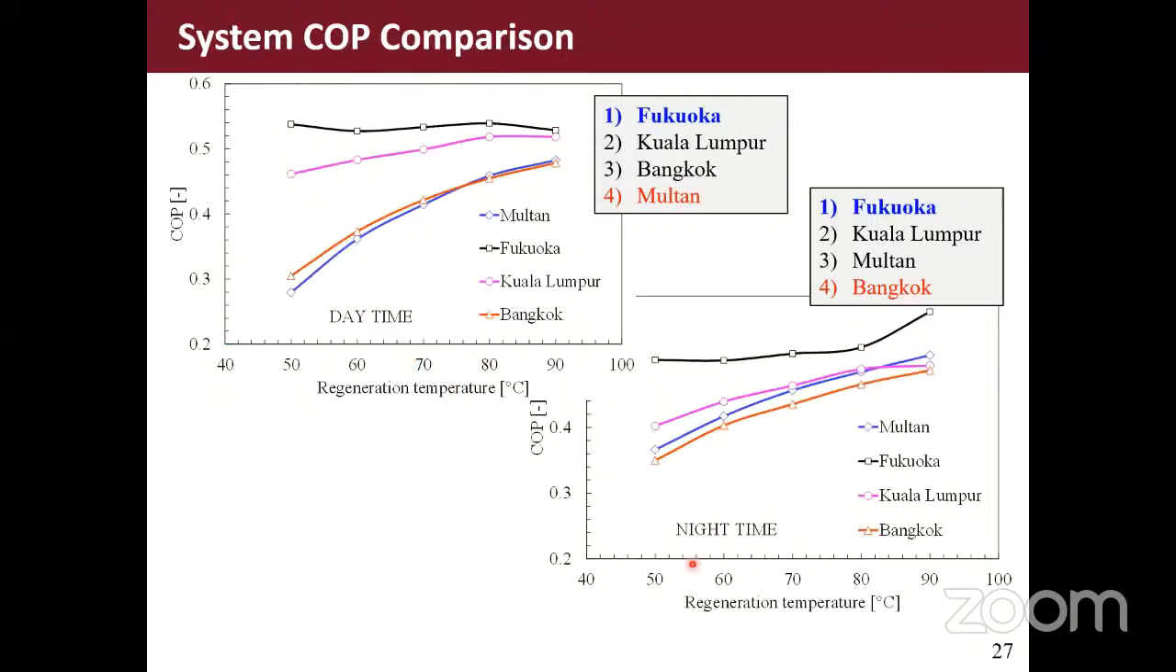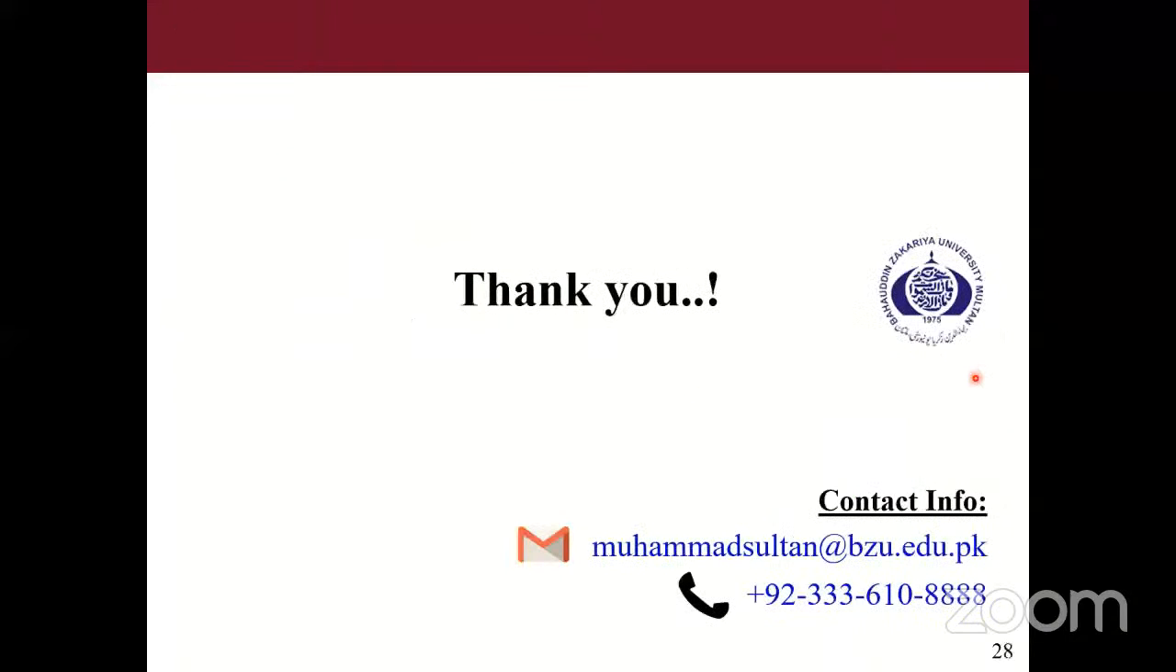There are two figures: one for daytime and another for nighttime. You can see that different kinds of performance are achieved. In the daytime, the highest COP was obtained by Fukuoka, followed by Kuala Lumpur, and the worst situation was in Multan. In the nighttime, the highest COP was again obtained by Fukuoka, whereas the lowest was obtained by Bangkok. It is because of the available humidity limit. That's all for my talk, and I am open for questions if any. Thank you so much.